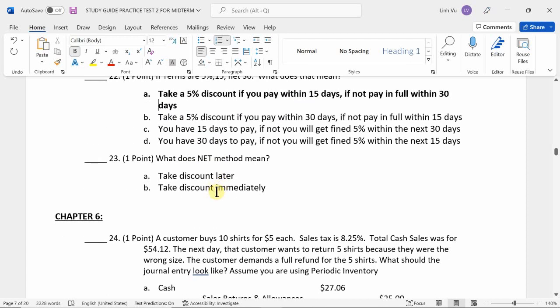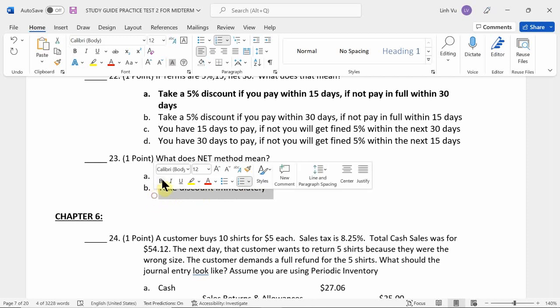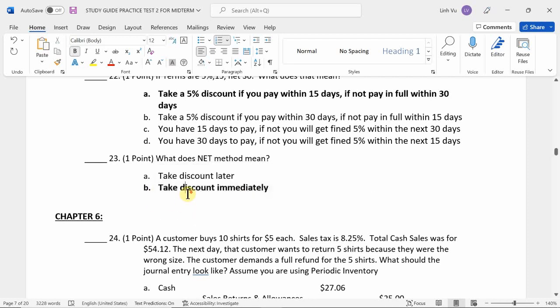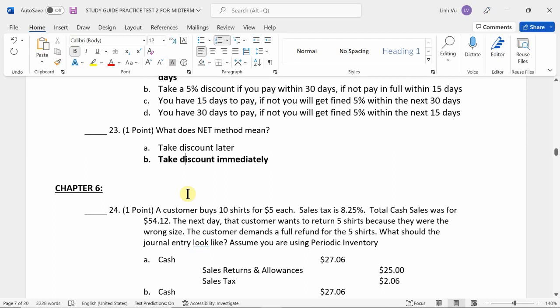Number 23. What does net mean? We take the discount later? No. So think about gross pay and net pay. What's the difference? Take the discount immediately. Yes, you're going to take the discount immediately. You're going to discount or subtract whatever amounts that you will get, and then you get your net pay at the end. So now we're moving on to chapter 6.